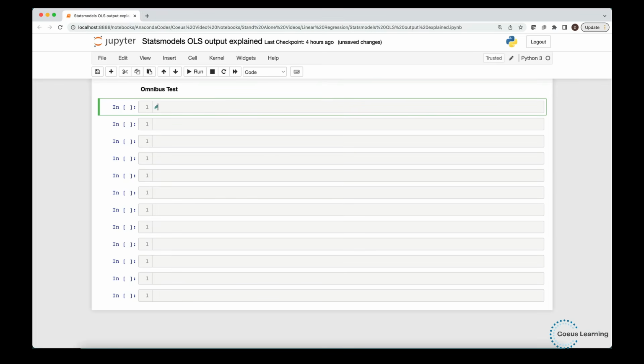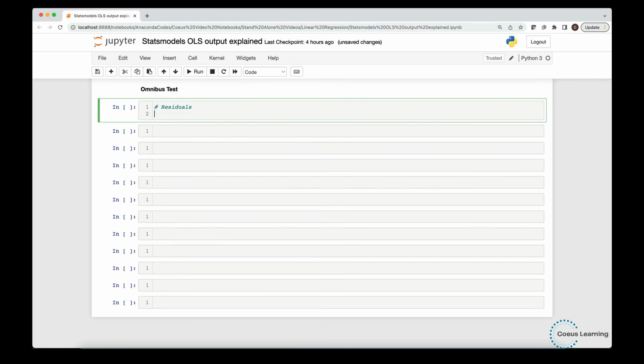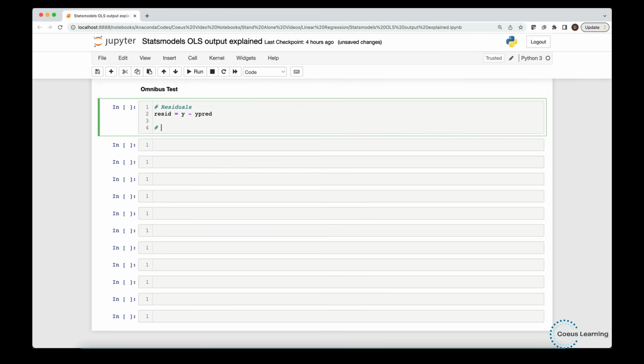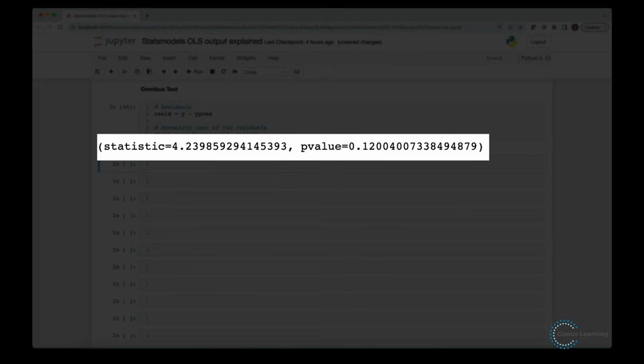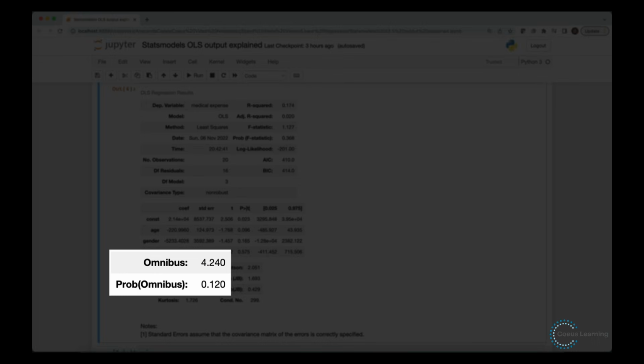Omnibus test checks the normality of the residuals. If the value is 0, it means the residuals are perfectly normally distributed. We simply call the normal test function from stats module and pass the residuals to get the statistic and its corresponding p-value. You can tally the statistic and its p-value with the OLS output.